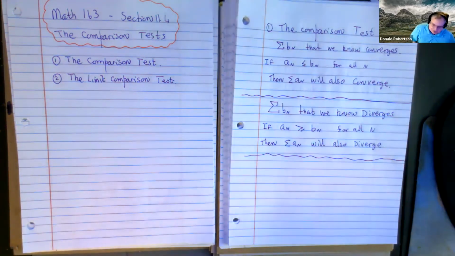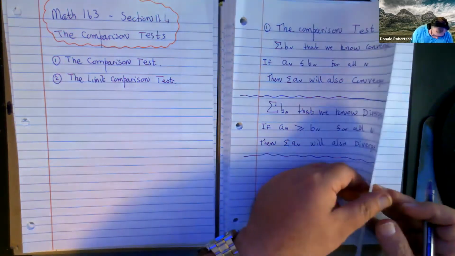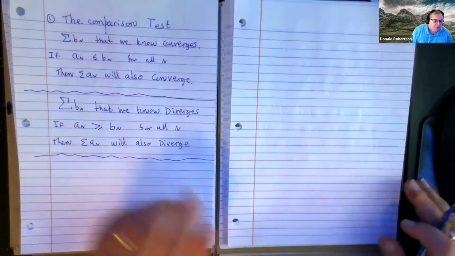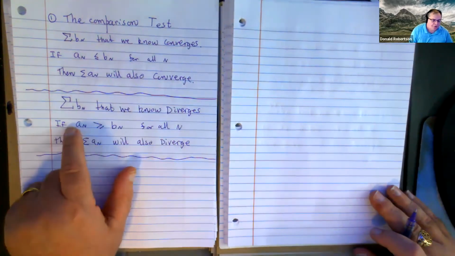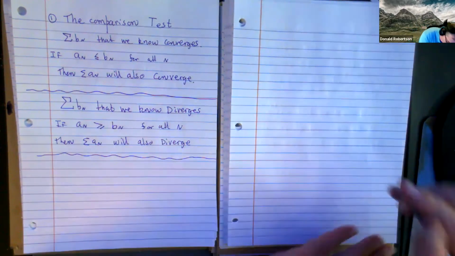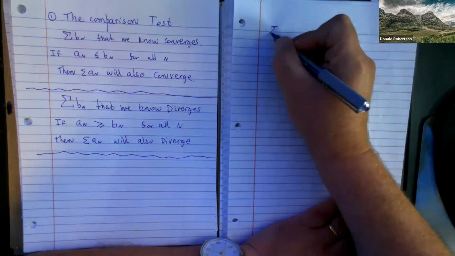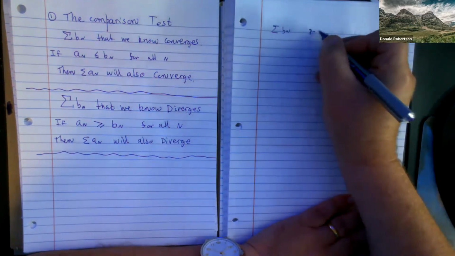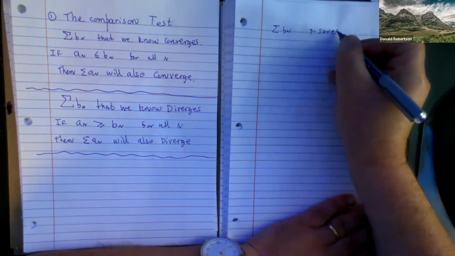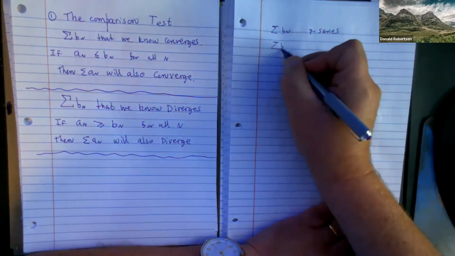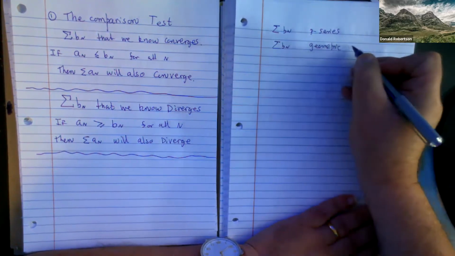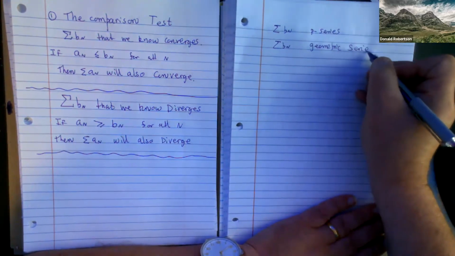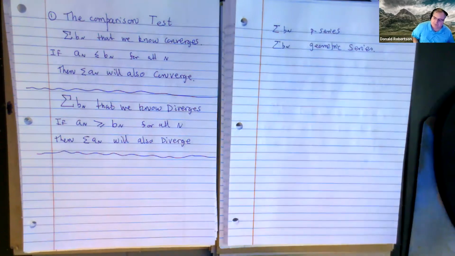Okay, that's essentially it. And the application of it may be a little bit trickier. So these sigma bn's that we know converge, or the sigma bn's that we know diverge, are almost always going to be p series and geometric series. Let's do an example.